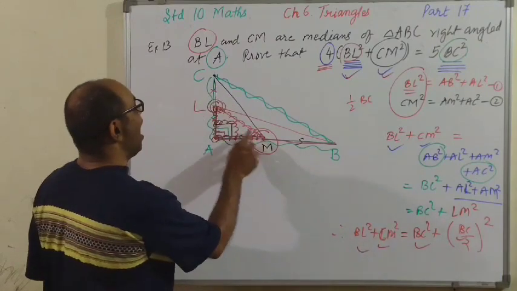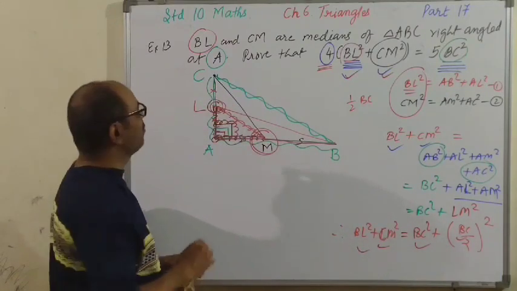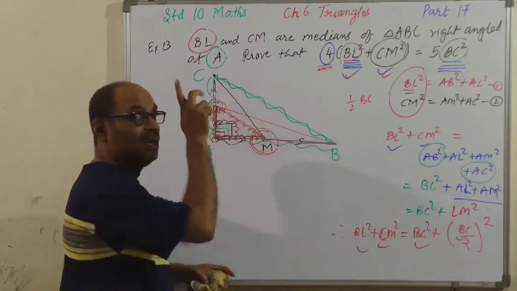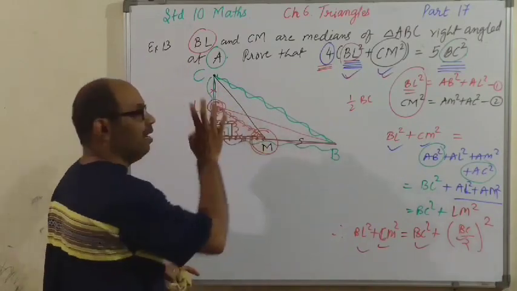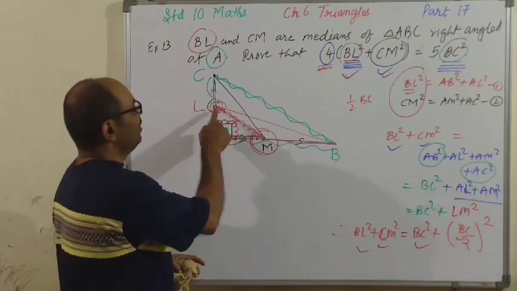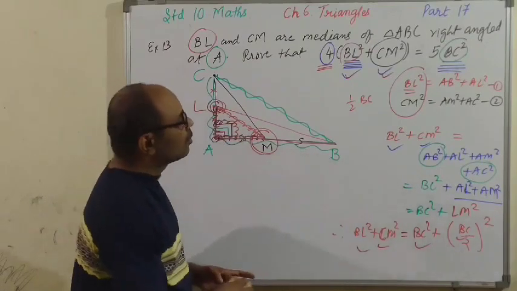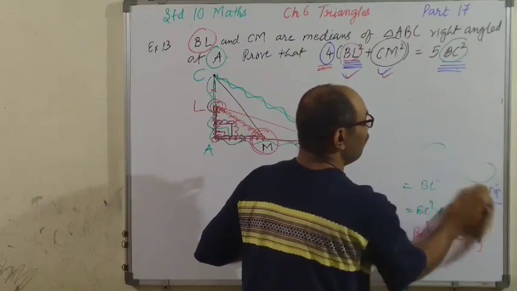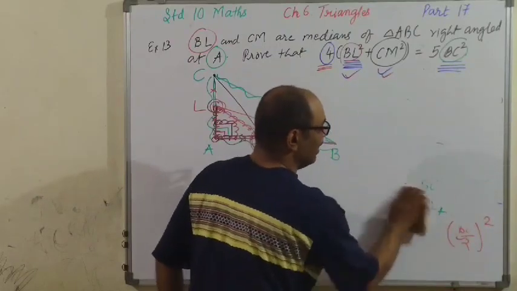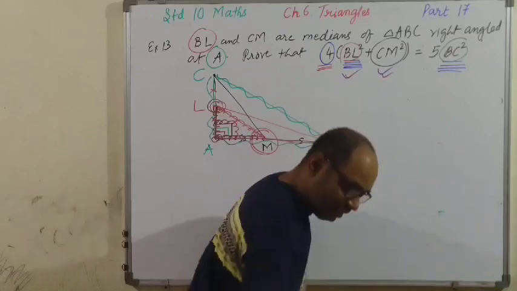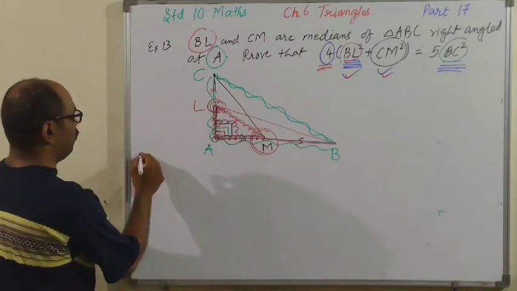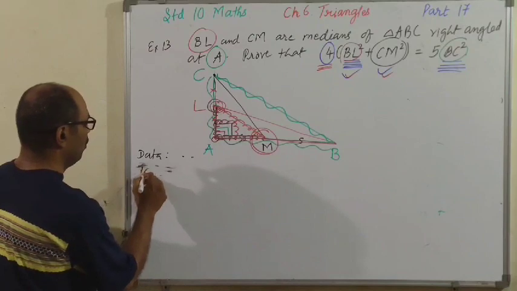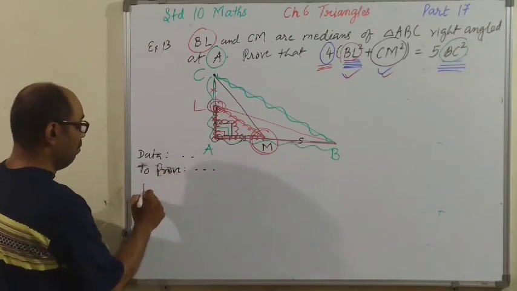हमने AML राइट ट्राइंगल में पाइथागोरस यूज किया, ABC उसमें भी पाइथागोरस यूज किया, AMC we use Pythagoras, and ABL. So we got 4 right triangles. इसको मुझे ड्रॉ करना पड़ा. Okay, so fine, I'm going to use all 4 right triangles and apply Pythagoras there. All right, I'm not writing data and proof. You may write yourself data, whatever, proof, or to prove. All right, whatever, proof.